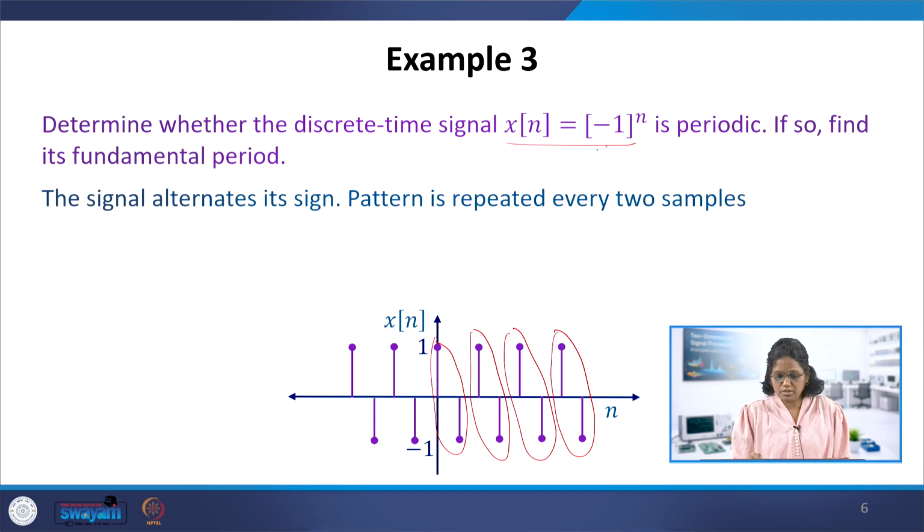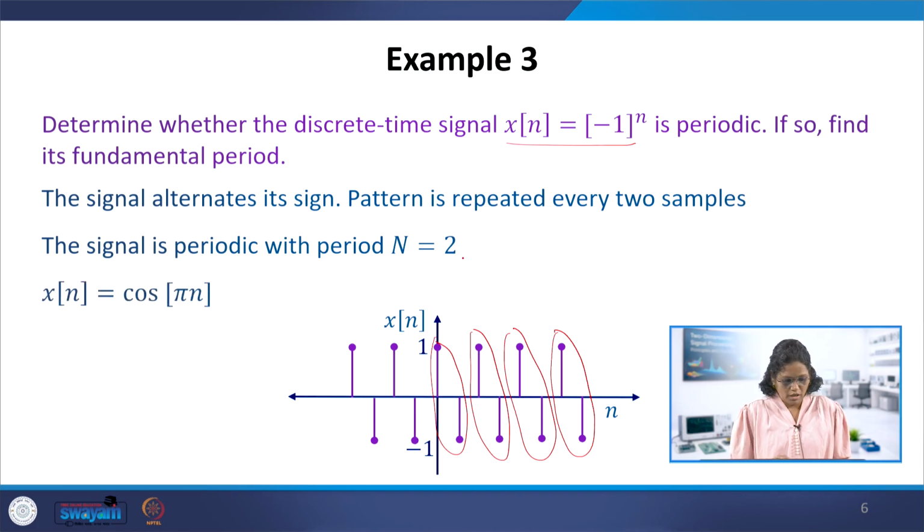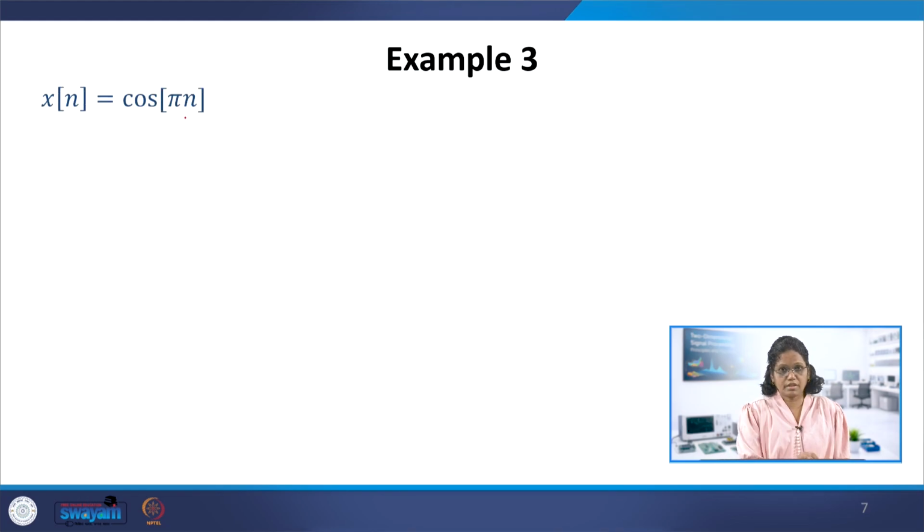If you plot this sequence, another thing can also be observed. It is going to be alternating in sign: plus, minus, plus, minus, and so on. The pattern is repeated for every 2 samples. So this is a periodicity N equal to 2, and this signal can also be written as x of n equal to cos pi n. This equation obeys the same pattern.